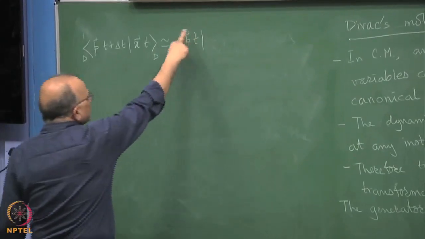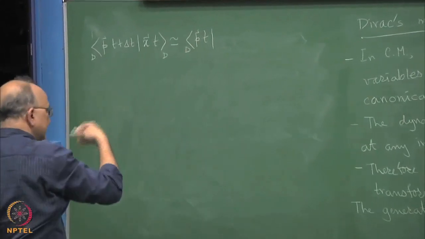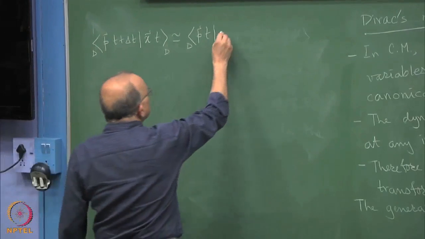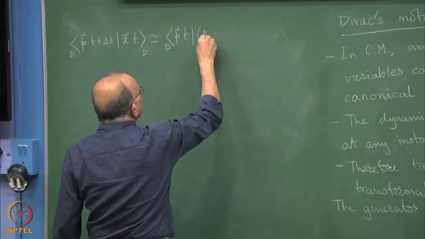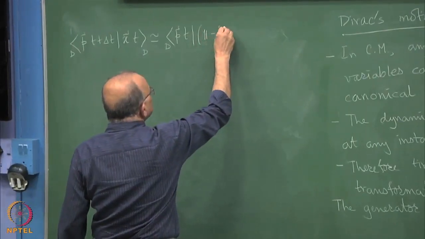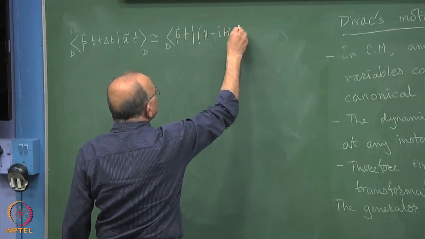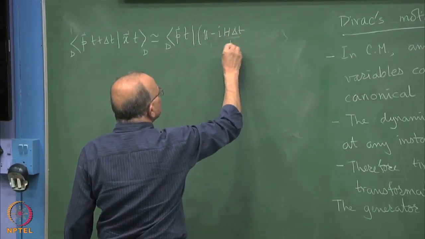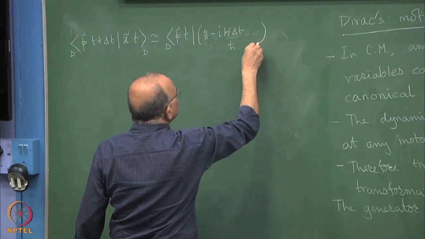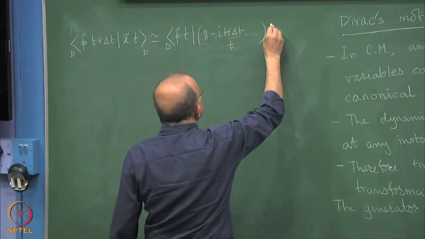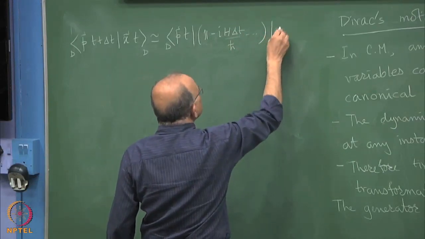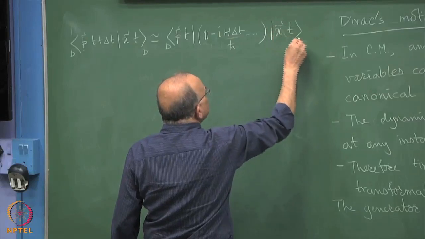So this is also the time dependent momentum basis done in the same way. Then 1 minus I h delta t over h cross dot dot dot acting on x t Dirac.